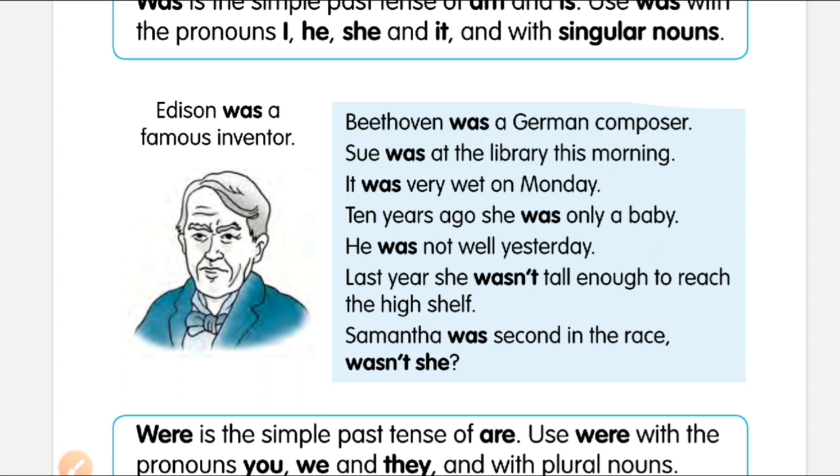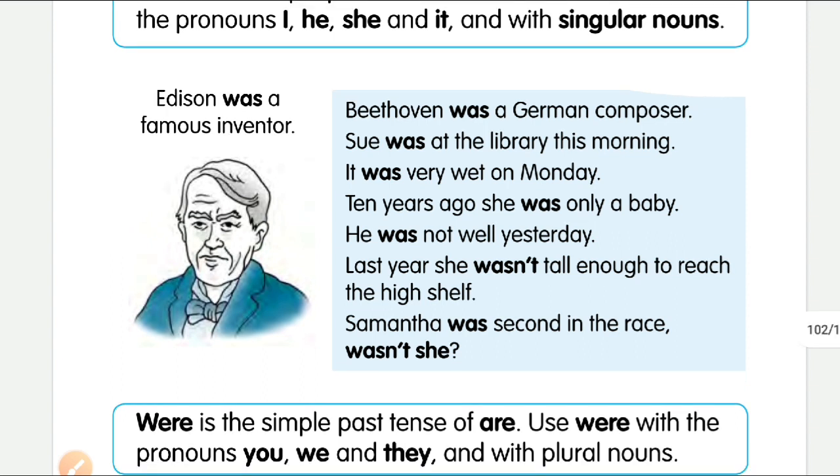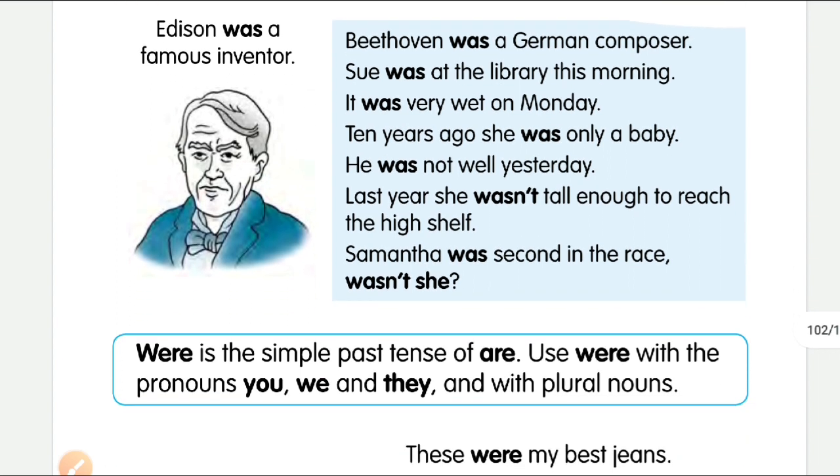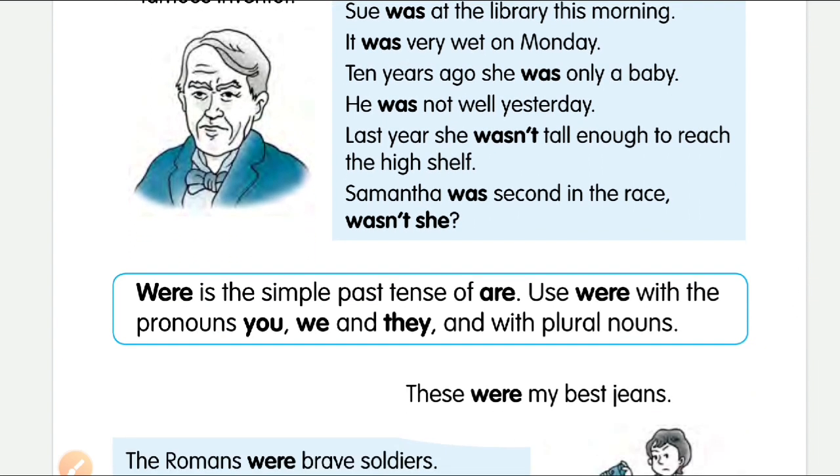And he was not well yesterday. We are telling about a past incident, what has already happened, what we know happened yesterday. Samantha was second in the race. Wasn't she? Means she was second in the race when? Yesterday, or in the past. So obviously where it is about a past incident we will use was in place of a single person.